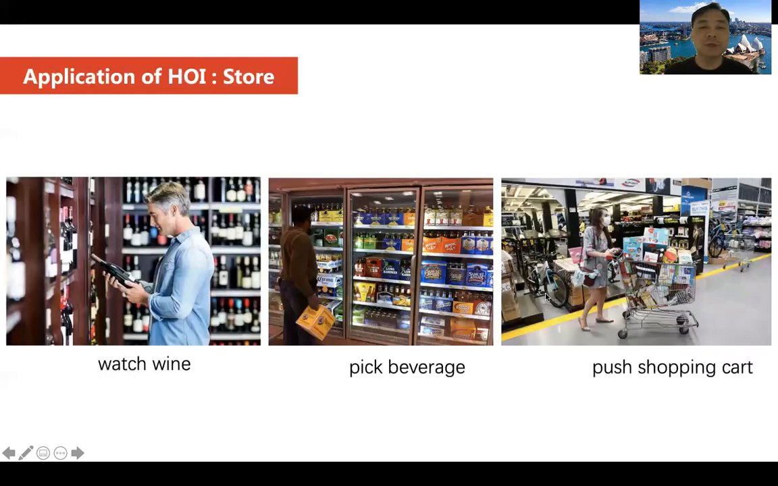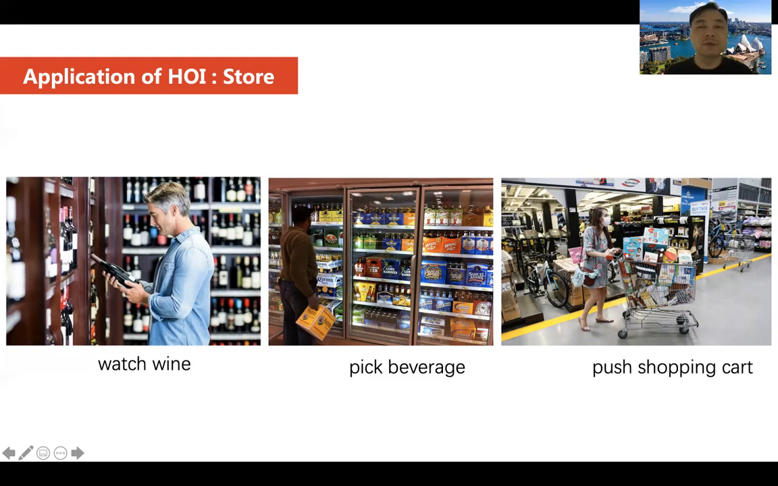Human-object interaction has a wide range of application scenarios. The most common application scenarios are shopping malls and stores. Modern intelligent systems in shopping malls or stores are required to understand the behaviors of customers. Then the shopping mall or the store can make some recommendations for the customer or delineate reasonable commodity zoning, and thus provide better service for customers.